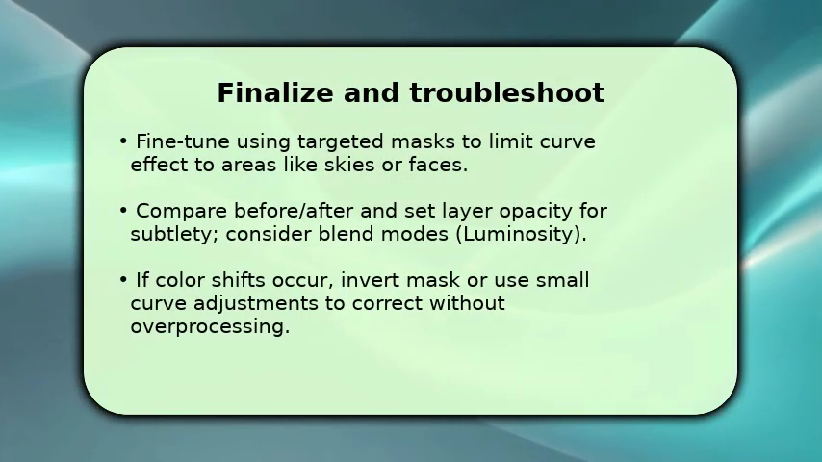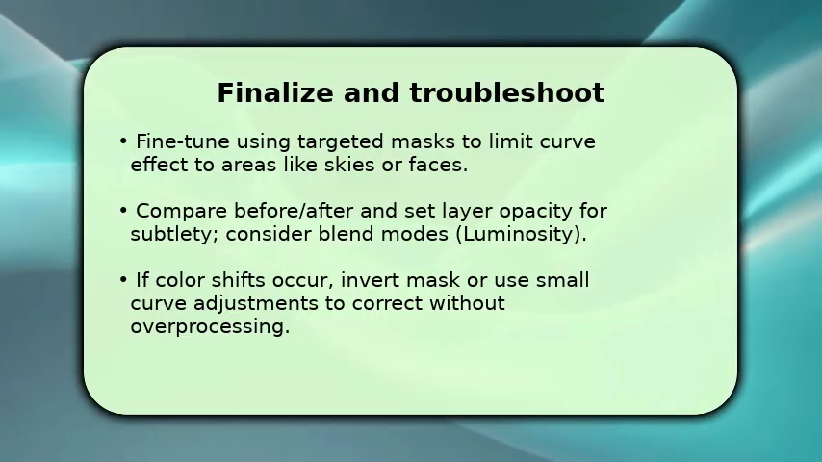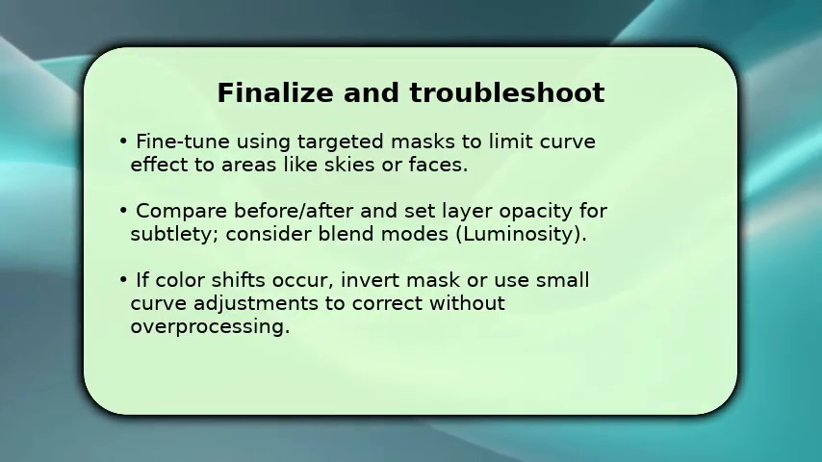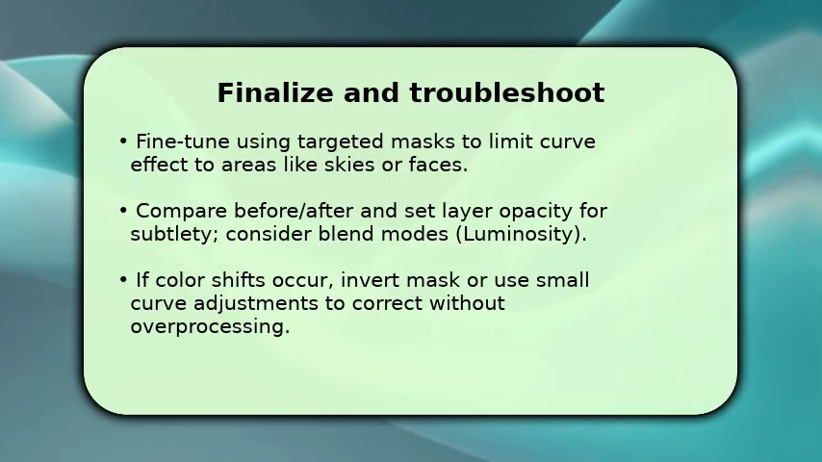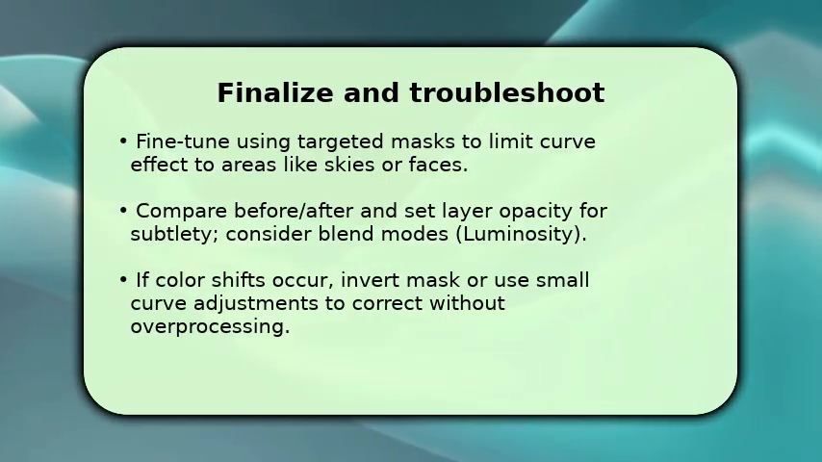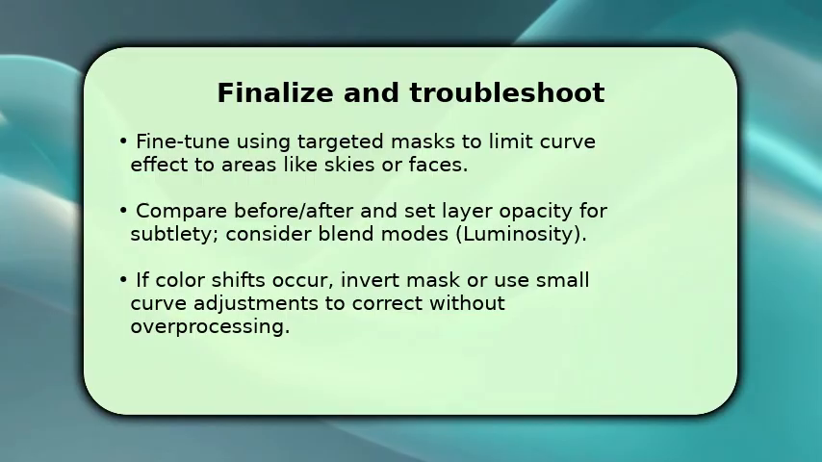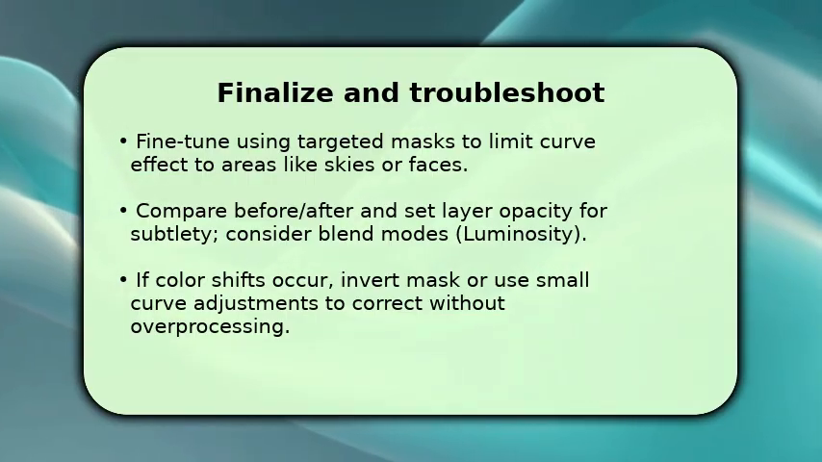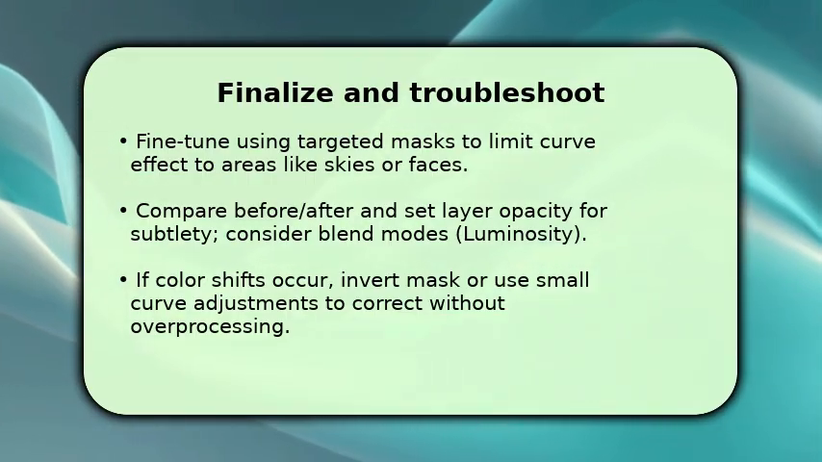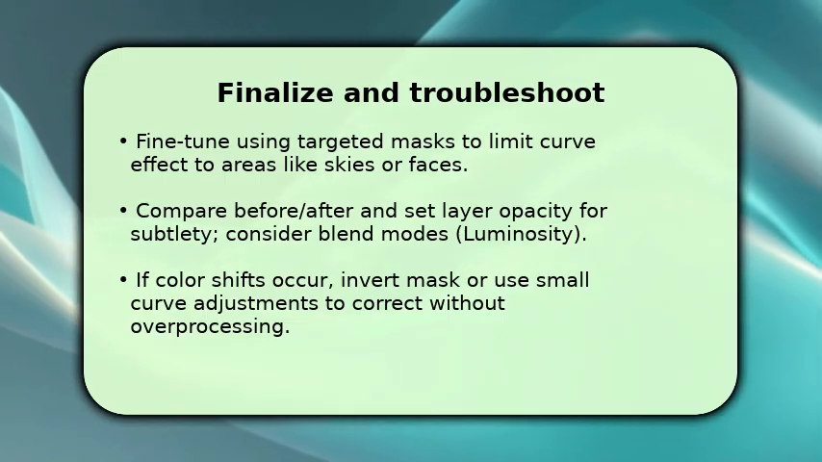Finish by refining where the curve applies. Add a mask to the adjustment layer and paint to restrict changes to problem areas such as skies or skin. Once you're satisfied, step back, toggle comparison, and reduce layer opacity for a natural result. Switch the blend mode to luminosity if saturation misbehaves.